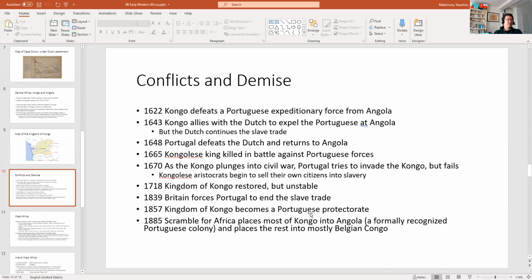So, after the period of civil war comes to an end in 1718, which is almost 50 years of civil war, the Kingdom of Congo is a shadow of its former self. It's no longer a stable political entity. And the slave trade actually comes to an end in 1839.